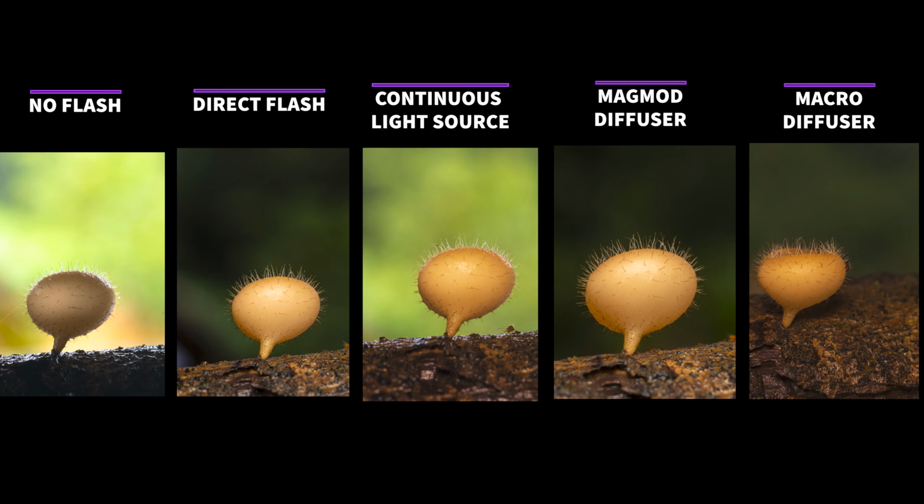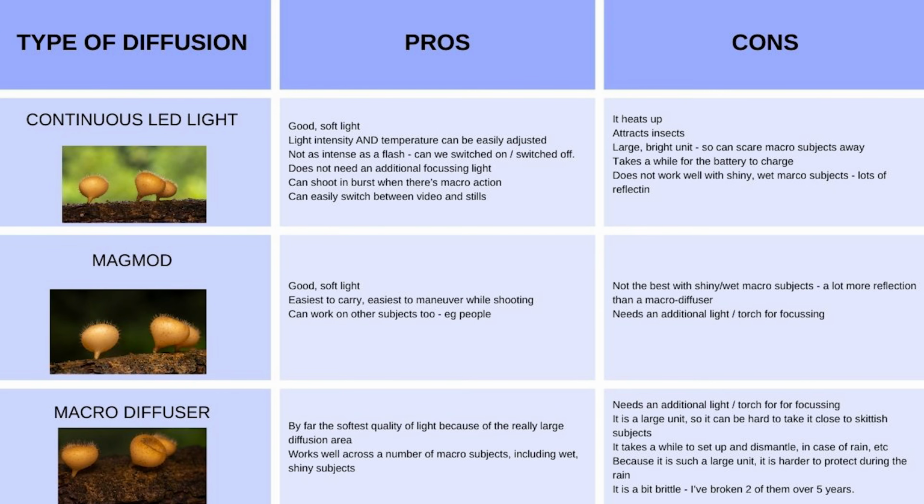So those are the three main lighting options I rely on for macro: continuous LED, the Magmod, and the large macro diffuser. Each of them has a distinct way of shaping light. The continuous LED is flexible and works well when I want to shoot both video and stills, but it can heat up and isn't always the best for shiny surfaces.